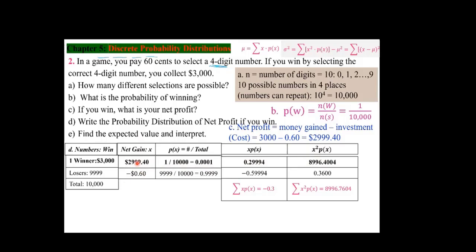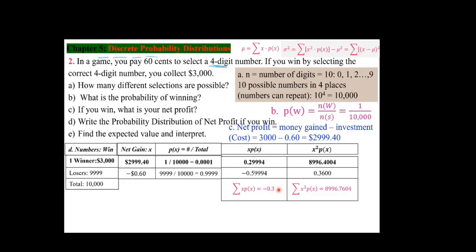Square this number, which becomes positive, by the way, times this number. And you write it here. That's the summation of x squared p of x. We got to get there. That is really not what the question is asking us, but I thought at least you have seen the calculation here. Now, the summation of x p of x is mu, and it's negative 0.3.